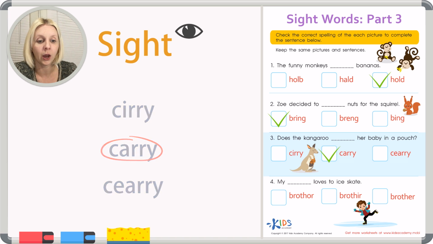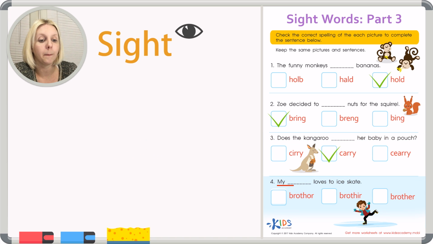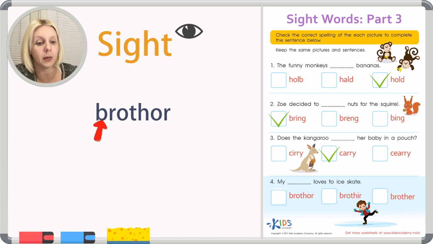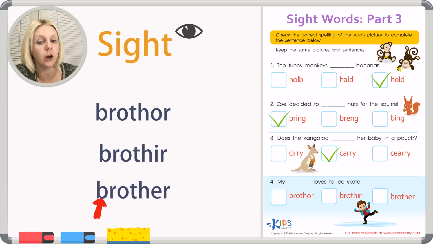You're doing so awesome. Okay, number 4 says, my blank loves to ice skate. And there's a picture of a boy down here ice skating. And it looks like, when I look at the words, we're looking for the word brother. Okay, brother. So let's write out the 3 spellings of brother to try to determine which one is the correct spelling. So we've got BROTHOR, BROTHIR, and BROTHER.